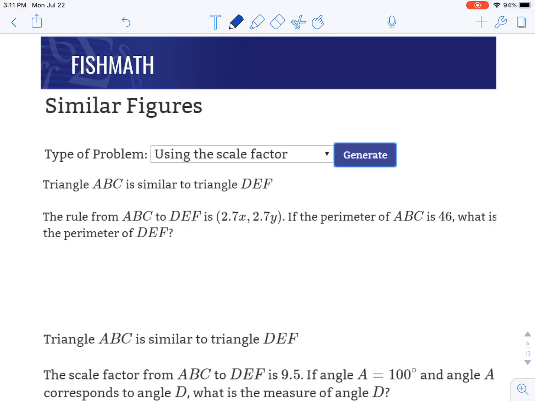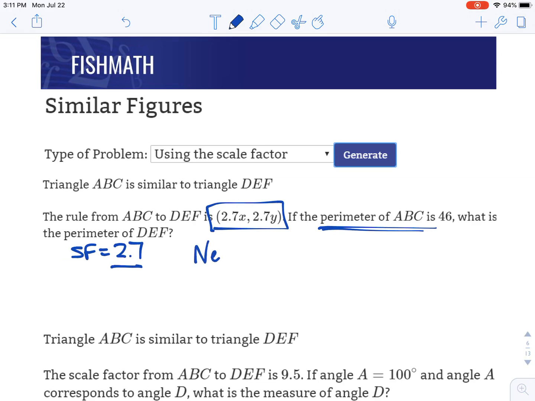Hi everyone, we're going to use the scale factor to change the measurements, the perimeters, the areas of a triangle. So given the scale factor as a rule right here, 2.7x, 2.7y, that means that our scale factor is just going to be 2.7 since we're multiplying both the x and y coordinates by 2.7. Now, if the side lengths are being multiplied by 2.7, since that's our scale factor, the perimeter is also just multiplied by the scale factor.